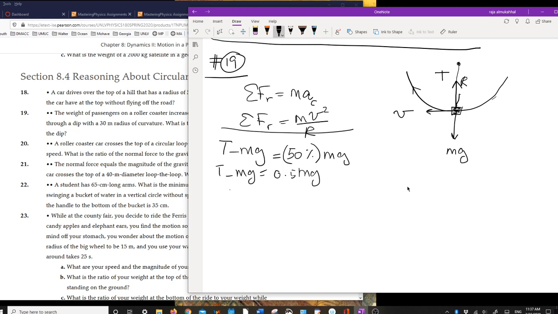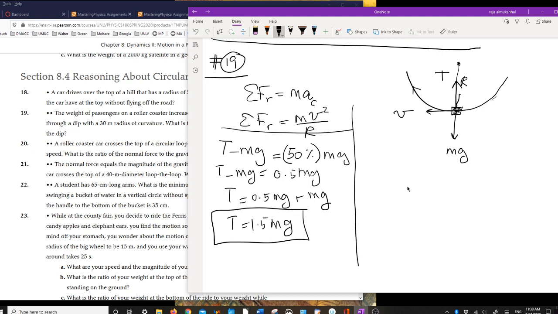So therefore the tension is 0.5 mg plus mg. So the tension in this case is 1.5 mg. Okay, that's the trickiest part about this problem, is finding the tension. Okay, so now I found the tension. Now I go back to this formula right here.